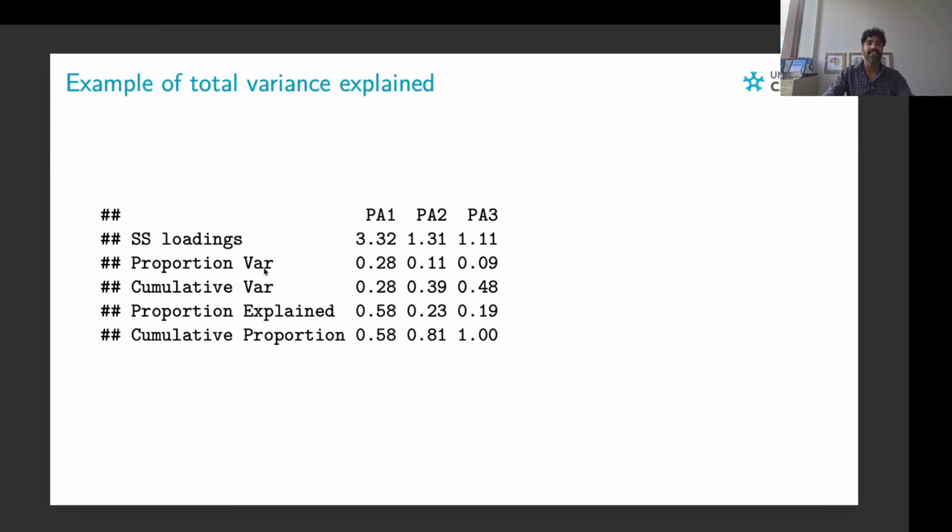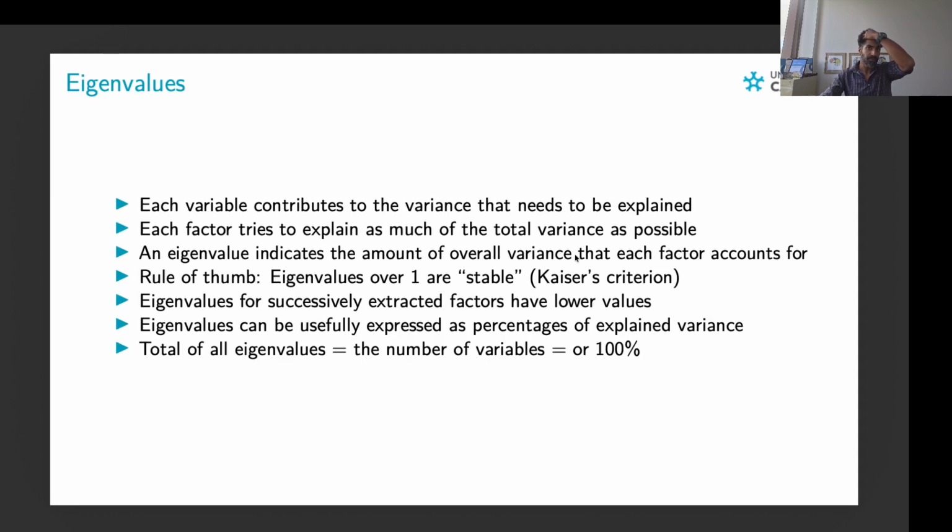So essentially, here is an example of eigenvalues. We have 3, 1.3, and 1.1 for our 3 factors here. So typically when eigenvalues are over 1, they're considered stable. This is called Kaiser's criterion, and that's the typical rule of thumb. So successively extracted factors have lower values.